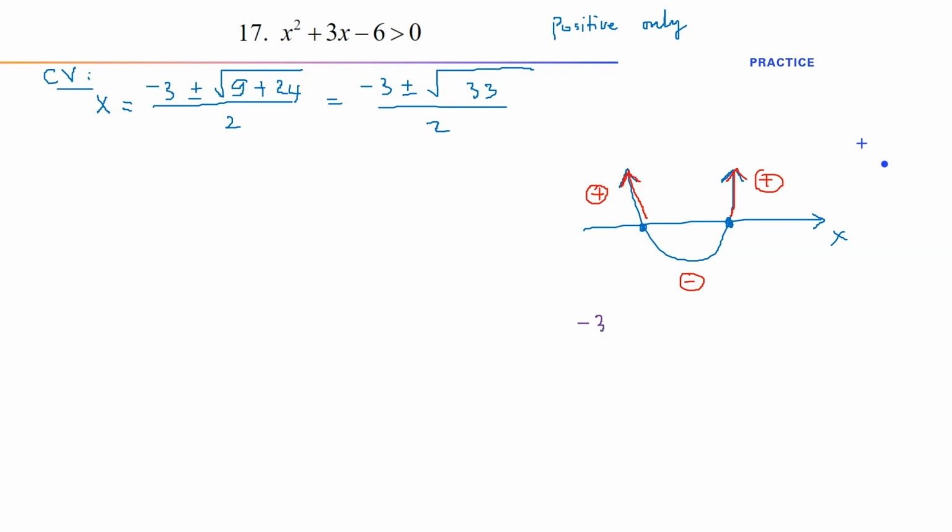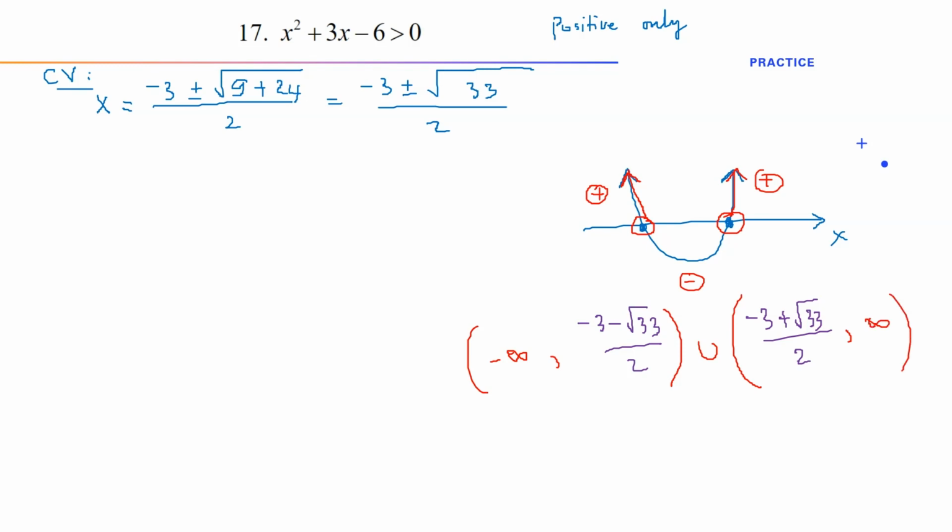And how do we choose the critical values, right? The same here: negative 3 minus is more negative, and then more positive is negative 3 plus. So in this case, we only choose the positive. So it's from negative infinity, comma, the first critical value, which is open. Alright, and union with the second critical value, open parenthesis, positive infinity.